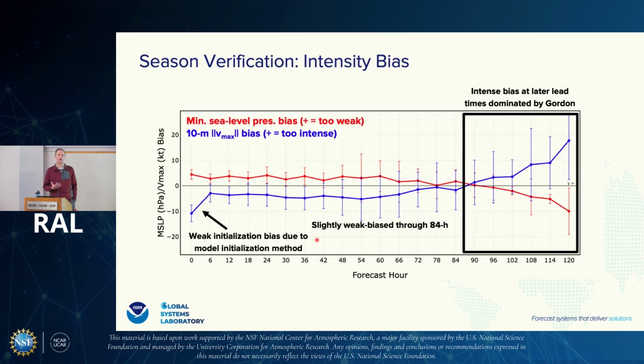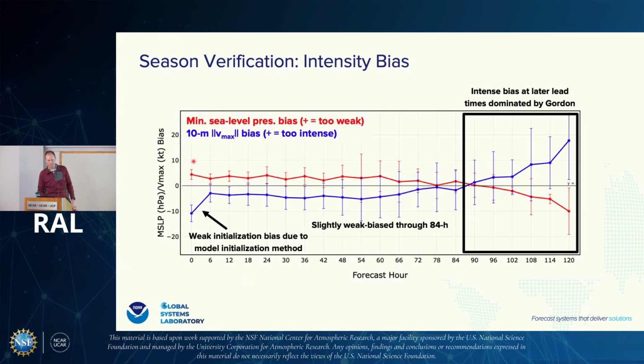We can also look at the biases as opposed to just the total errors. Red is the mean sea level pressure bias. Positive values are too weak. Blue is the 10-meter wind speed bias. Positive values are too intense. Generally, we'd expect these to have opposite sense to each other.